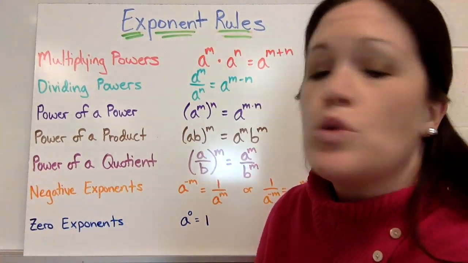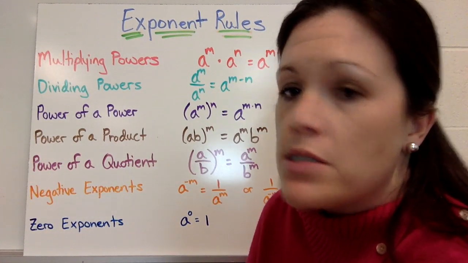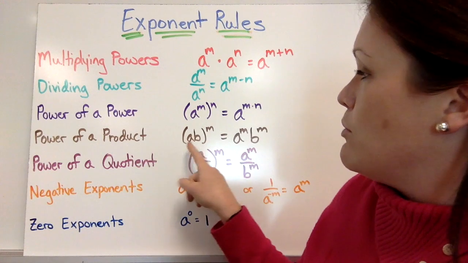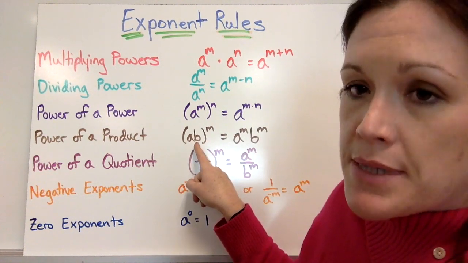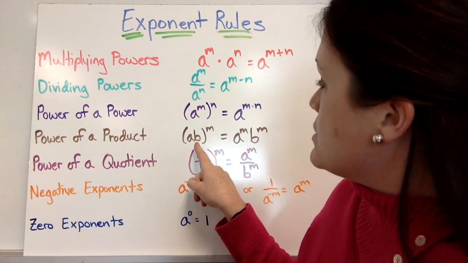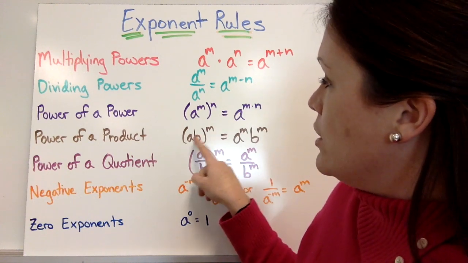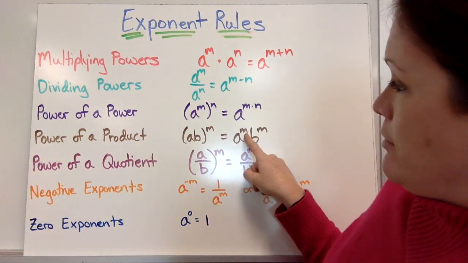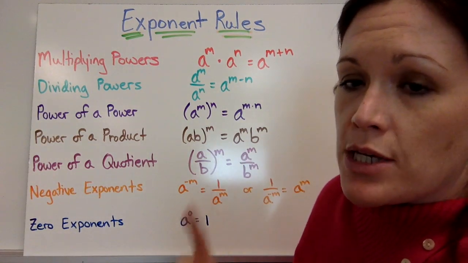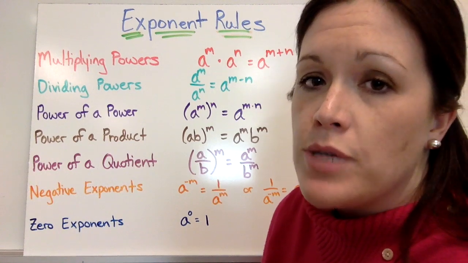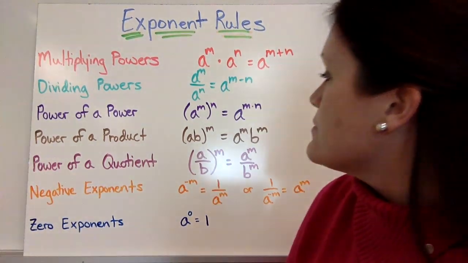Then the next major rule would be the power of a product. So a product, of course, is when you're multiplying. So see, we have a times b in the parentheses being multiplied, but it's also raised to the m power. You need to give the a an m power and the b an m power. So it's almost like you distributed the power of m to the a and the b.